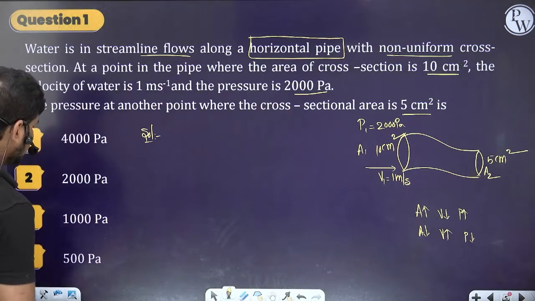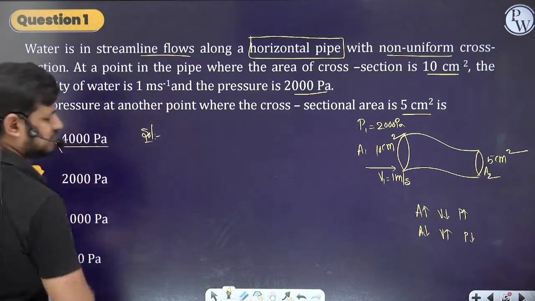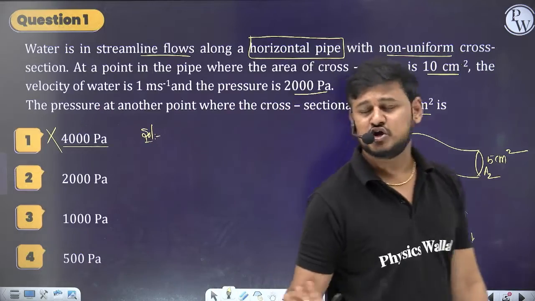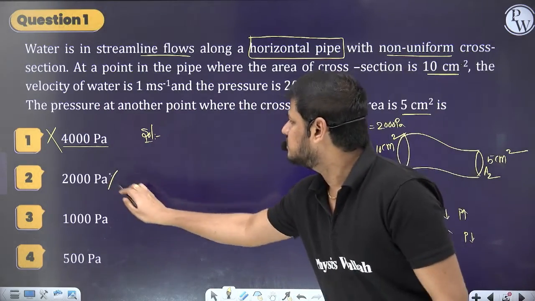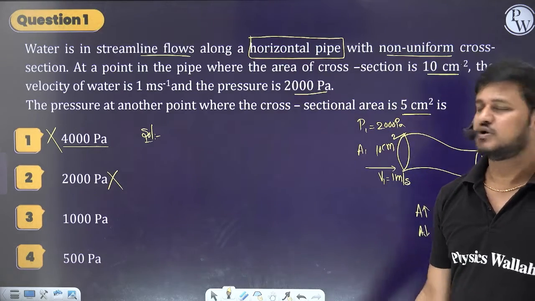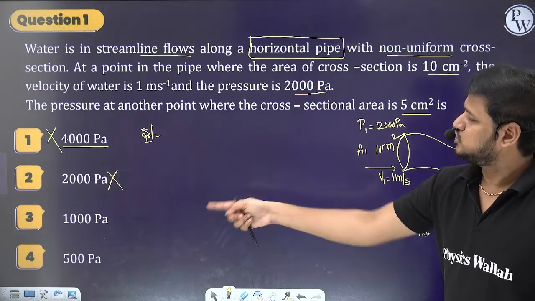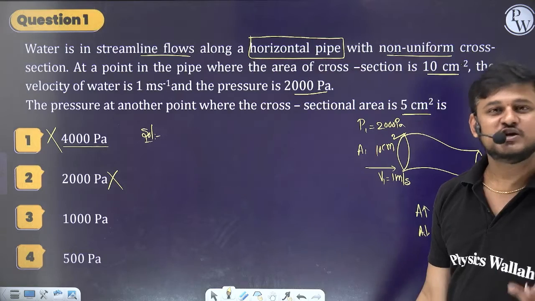So can we cancel out option A directly? One option you can rule out, right? And it cannot be equal also. You can rule this out too, because the cross-sectional area is not the same. So you can go for options 3 and 4. We have only 2 options now.